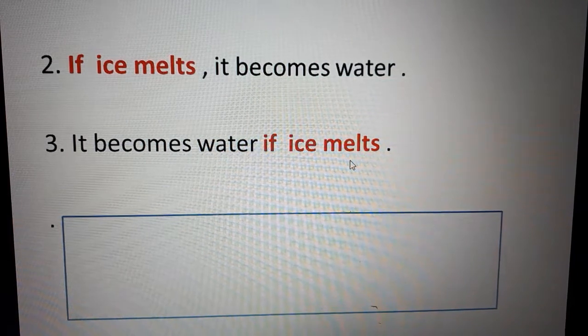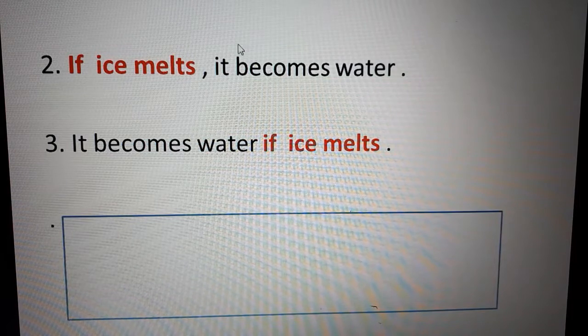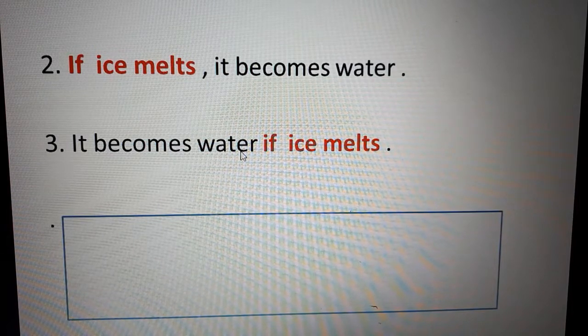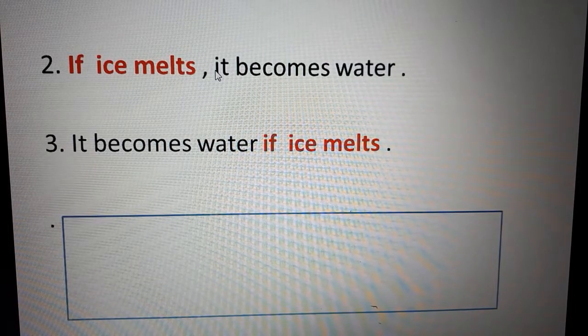My question is, what is the difference between the two sentences, number 2 and 3? Okay, is there any kind of difference in meanings? Do you feel the meaning changed between sentences 2 and 3? Sentence 2 says: if ice melts, it becomes water. It becomes water if ice melts. Now what is the difference? No difference in meaning. Good, that's right.